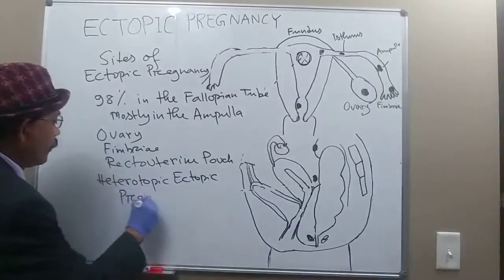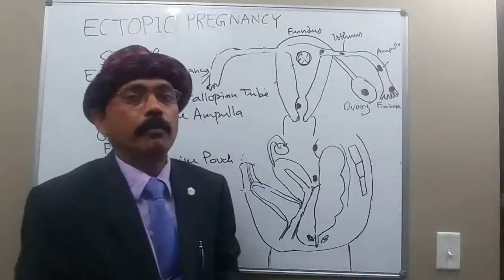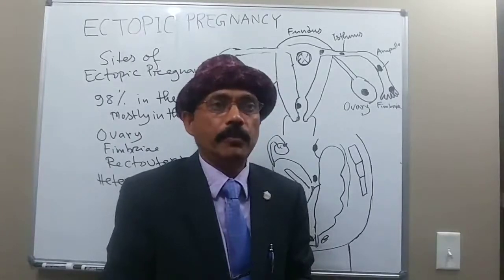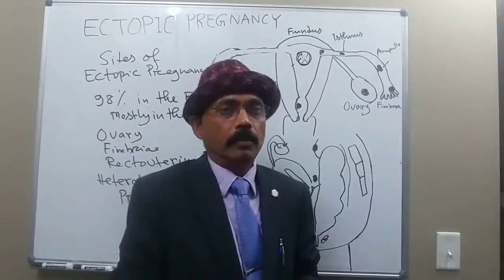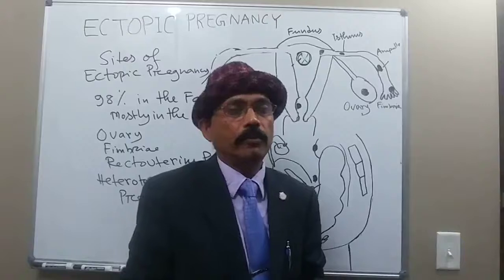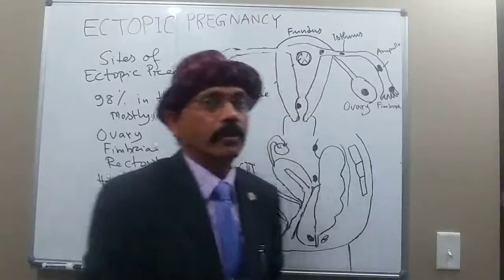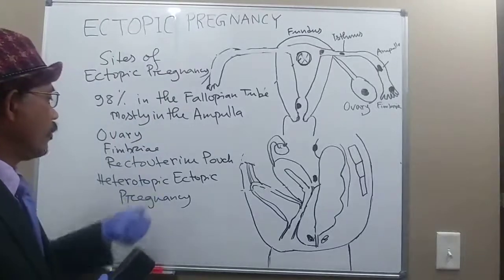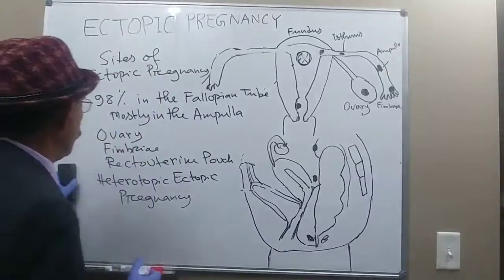Suppose we have two ova fertilized by two sperm. One is implanted inside the uterus, another is implanted outside the uterus in the abdomen. We call it heterotopic ectopic pregnancy. That may happen on very rare occasions, maybe 1 in 30,000 pregnancies, even more than that. So heterotopic ectopic pregnancy is very, very rare. Okay, so we got that.